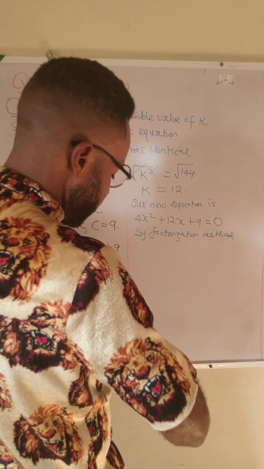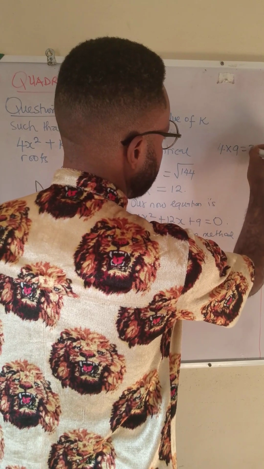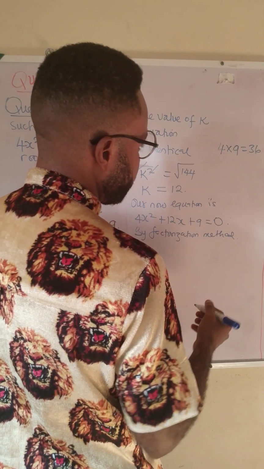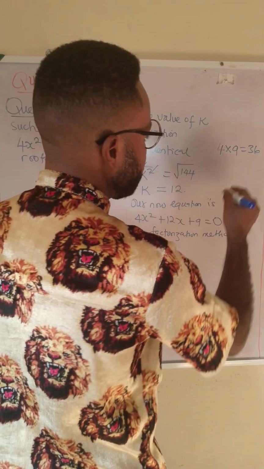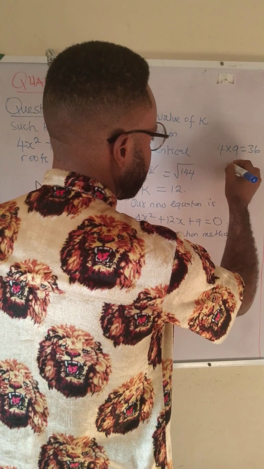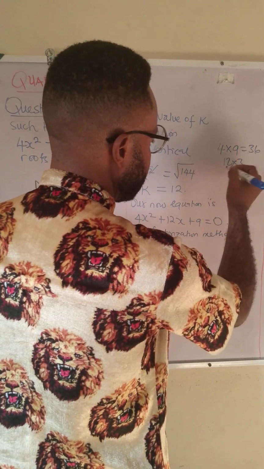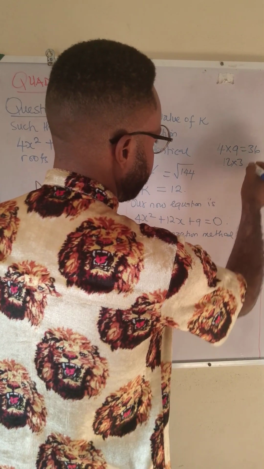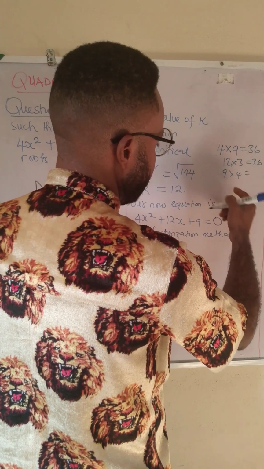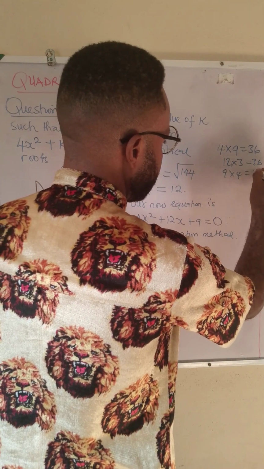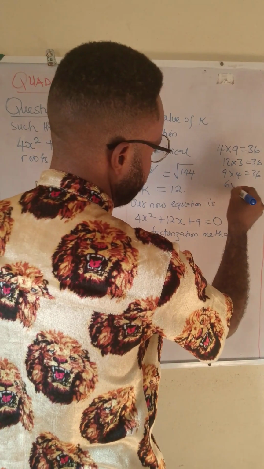So this will be 4, the coefficient of x squared, times 9, the constant, which is 36. You have to find the factors of 36, and you look for the pair that when you add will give you 12. Factors of 36 will be, okay, 12 times 3 is a factor of 36. Which one? 9 times 4, yes, 9 times 4 is 36. Okay, 6 times 6 is still 36.